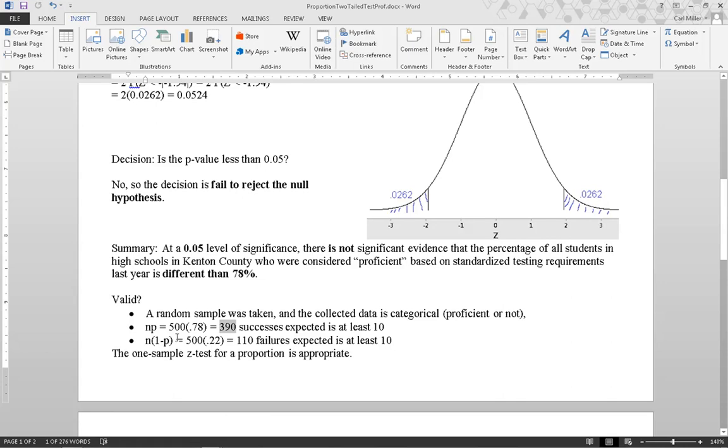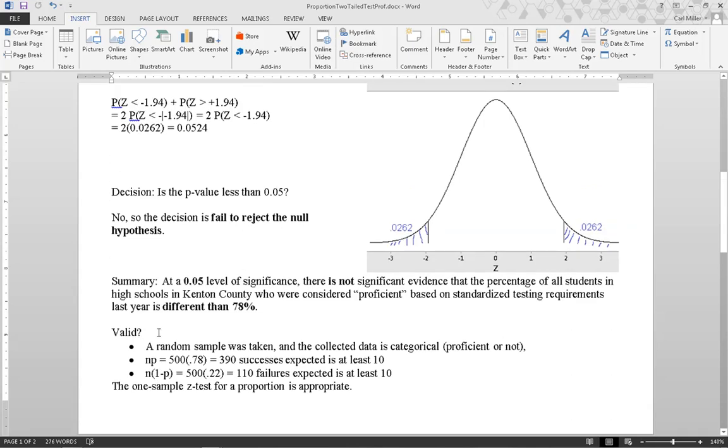N times 1 minus P is 500 times 1 minus 0.78 or 0.22. That is 110. That number needs to be 10 or larger, which it is. So the conditions are met. So the one sample z-test for a proportion is valid, or it is appropriate. So that concludes this example.